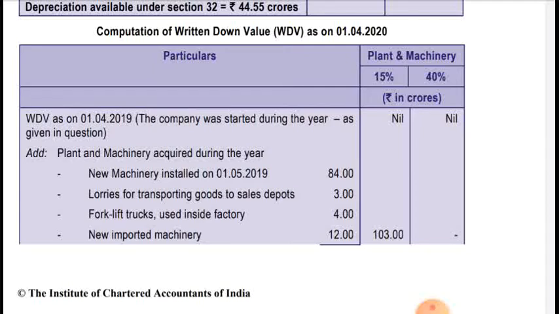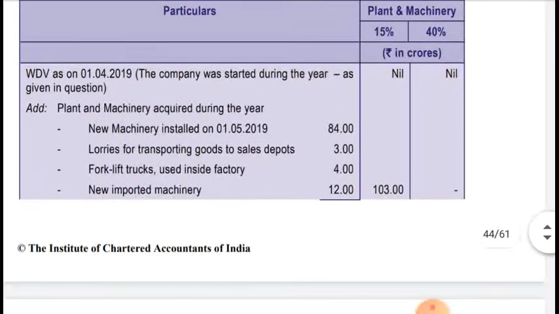Plant and machinery acquired during the year, so 84 lakhs, 3 lakhs, 4 lakhs and 12 lakhs. So total is 103 lakhs. Though the new imported machinery has been purchased during the year but not put to use, depreciation will not be given on it, but it will be added in the block of asset. So it has been added, and on this imported machinery no depreciation has been charged.